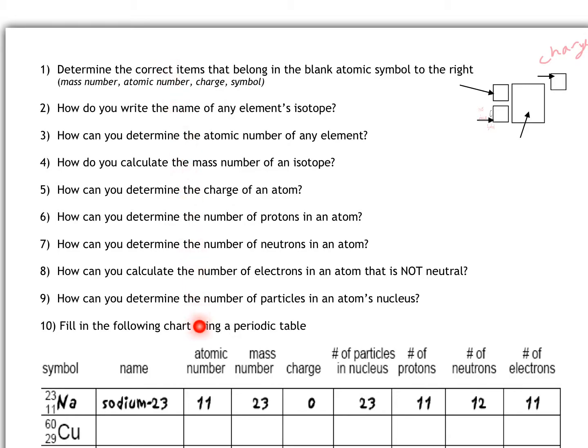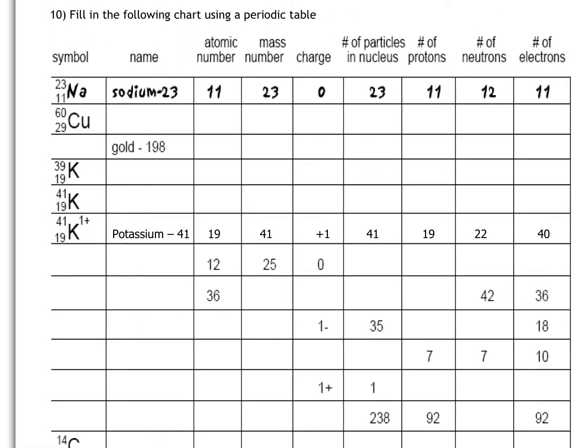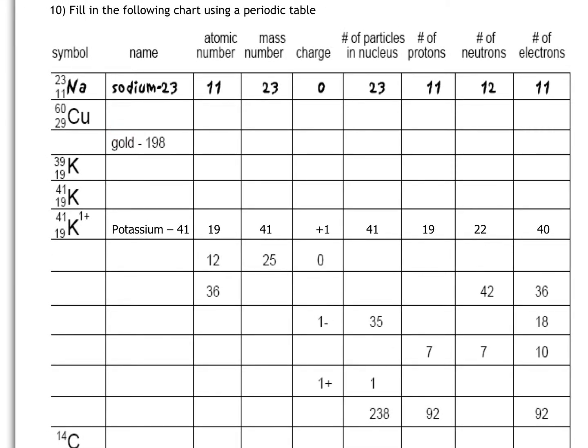So when you answer all of these questions, keep all this in mind. And for the table on the bottom, given the information that you are given, you should be able to fill out the rest. This one was done all the way for you. You notice that we have potassium and it has a charge on the top. This means it's an ion. From this charge, you should be able to figure out your number of electrons.